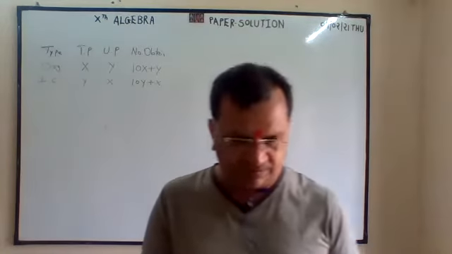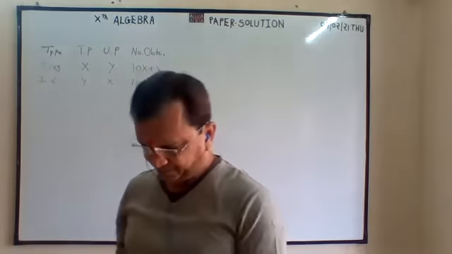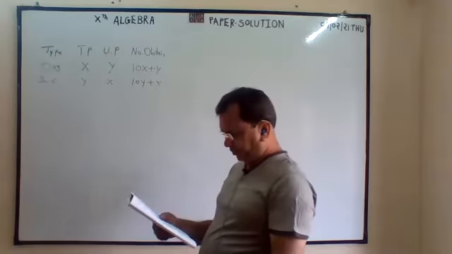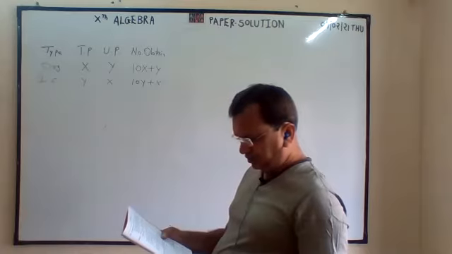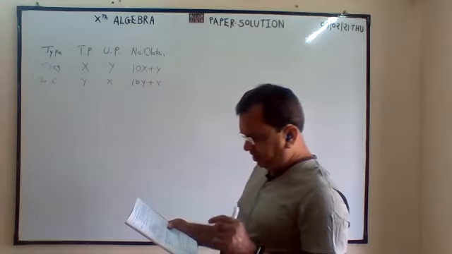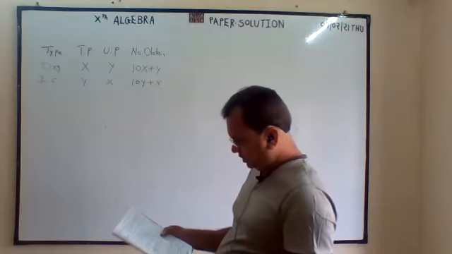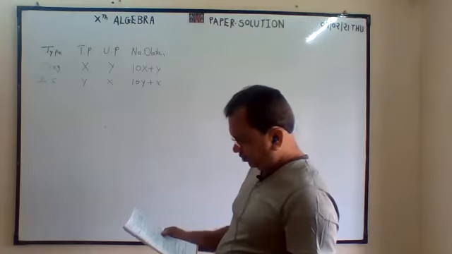Now our condition. Two-digit number and the number with the digits interchanged add up to 143.